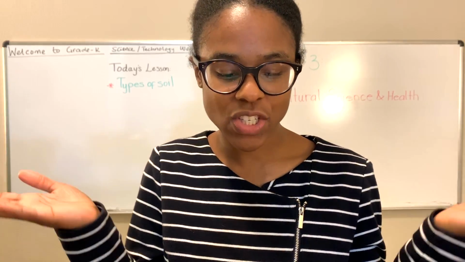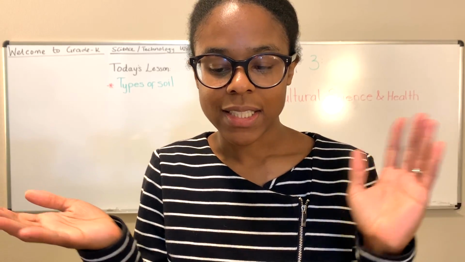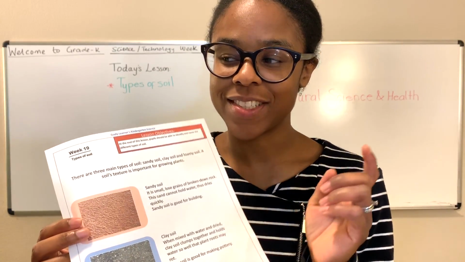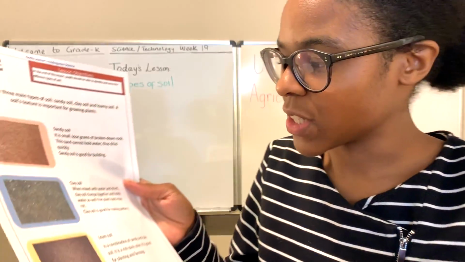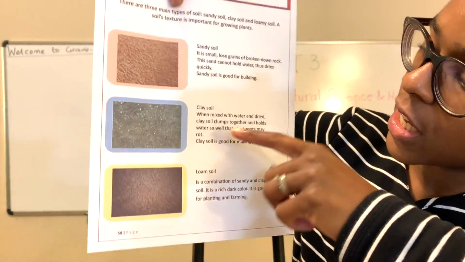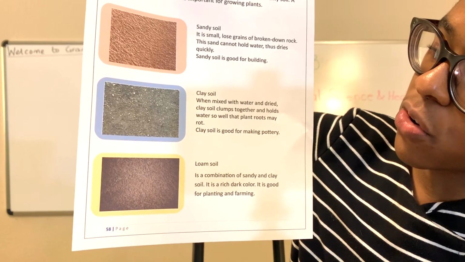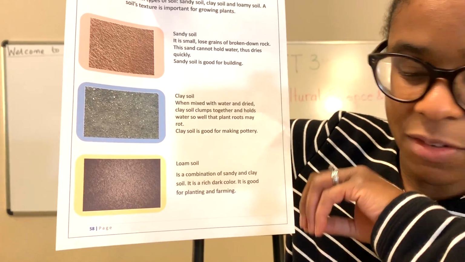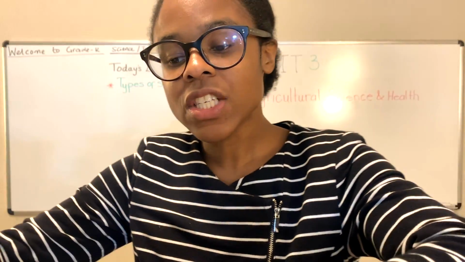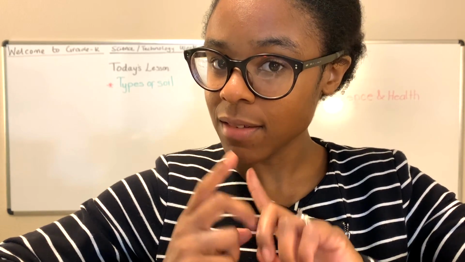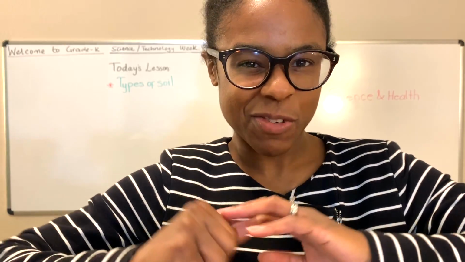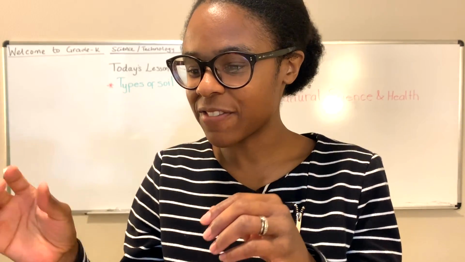Now, I have no sandy soil to demonstrate with you today, but I'm going to talk to you about clay soil, and then I'm going to demonstrate because I have a little bit of clay soil. When mixed with water and dried, clay soil clumps together and holds water so well that the roots of the plants will rot. So clay soil is another type of soil. We talked about sandy, now we're talking about clay. Clay soil is just like its name, clay. Have you ever played with Play-Doh before? You push the Play-Doh together and it holds together very well.